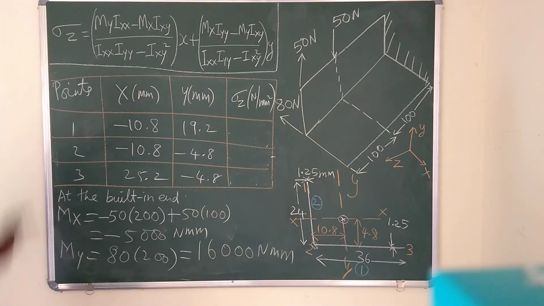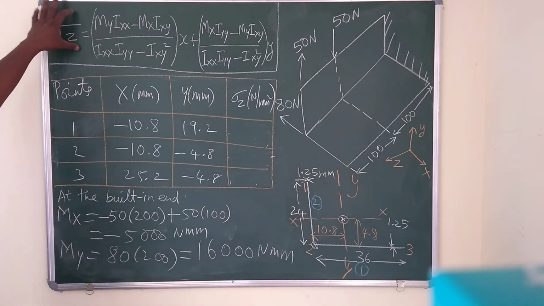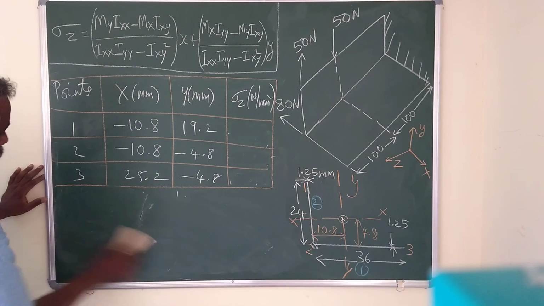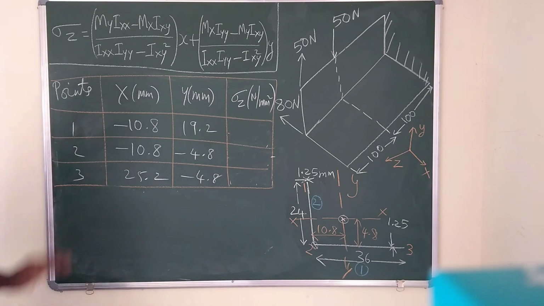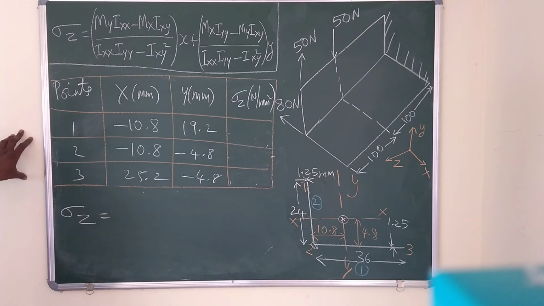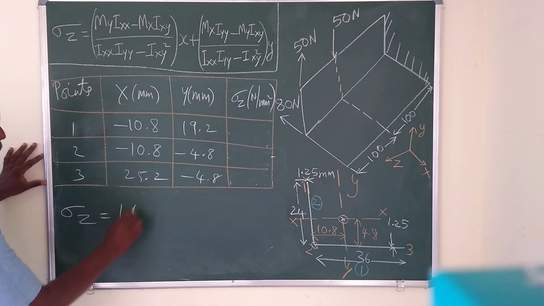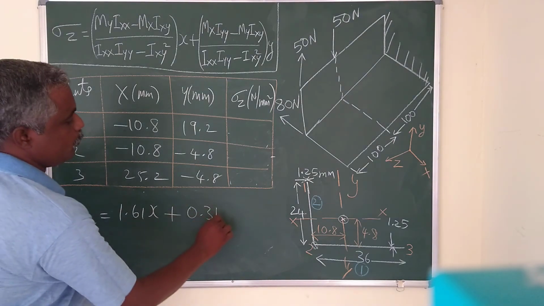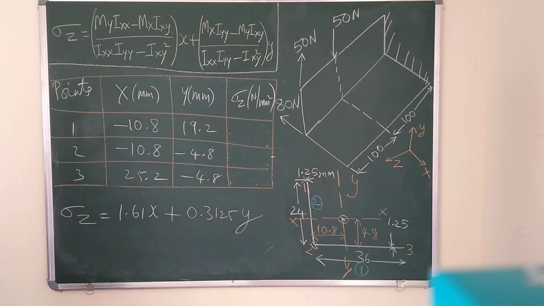So now we have arrived at the new bending moment values mx and my, and we have already got ixx, iyy, ixy. Plug in all the values in this expression. You will get a new expression for sigma z. When you plug in these new bending moment values, you will get 1.61x plus 0.3125y. So this is the bending stress expression with respect to the built-in end.